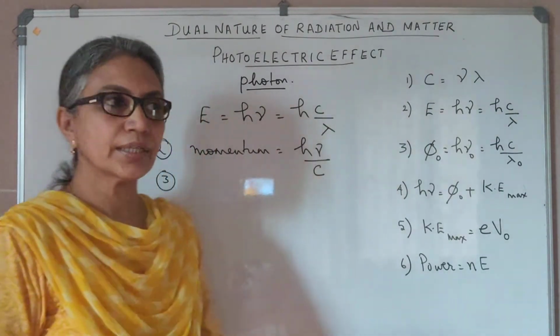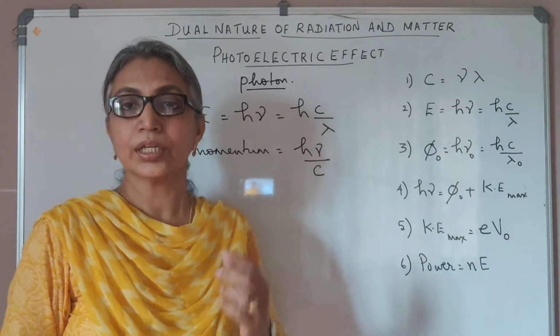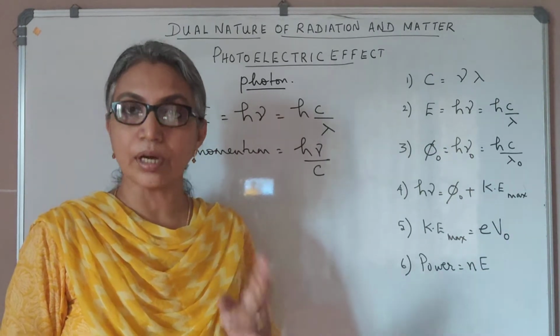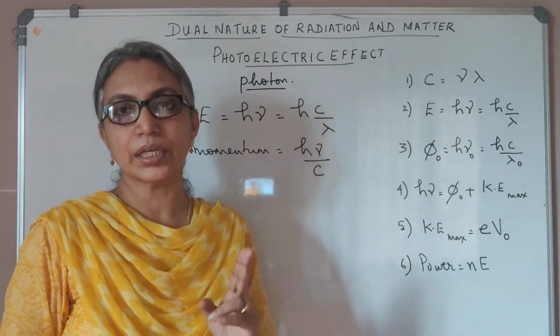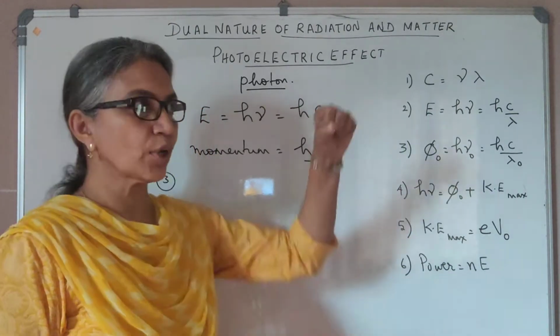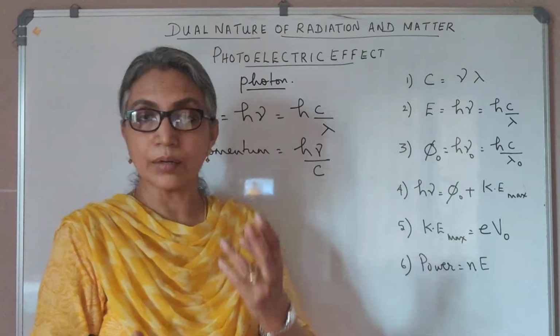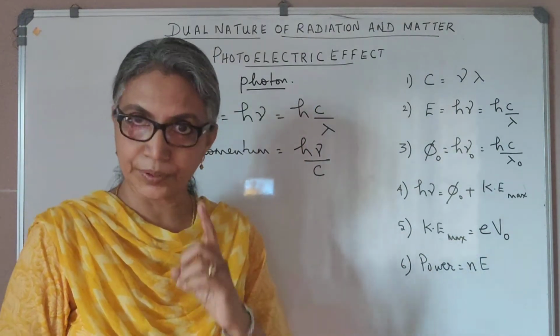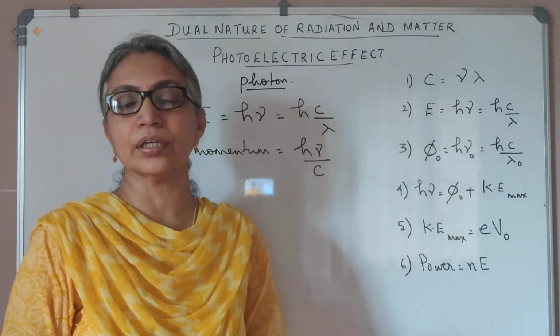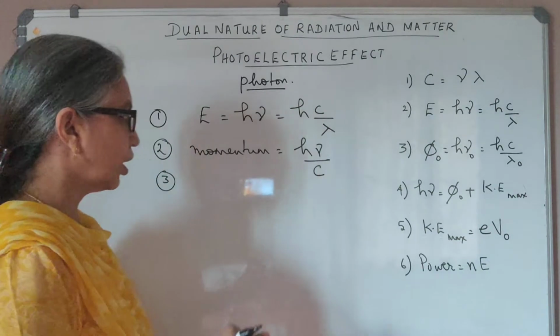Then the third point that you need to know about a photon in this photon picture of light is that the intensity of the electromagnetic radiation depended on the number of photons emitted in 1 second crossing per unit area. Like if you have a light source incident on an area, the number of photons incident per unit time per unit area determines the intensity of the incident radiation.